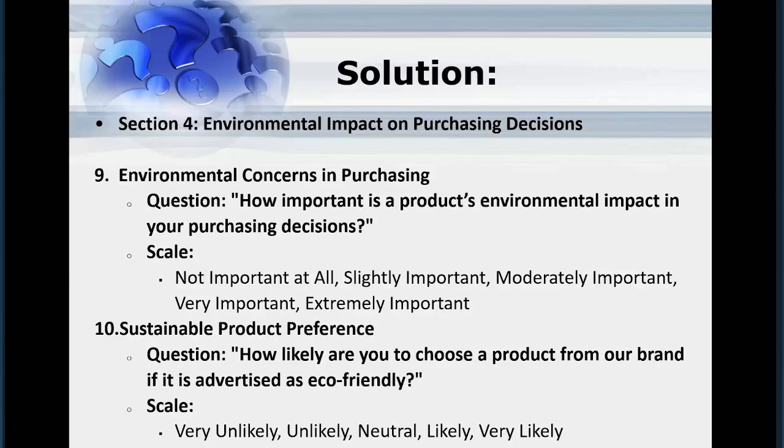So another question is environmental concerns in purchasing. The question is, how important is a product's environmental impact in your purchasing decisions? The scale ranges from not important at all to moderately important to extremely important. Another construct can be related to sustainable product preference. The question could be, how likely are you to choose a product from our brand if it is advertised as eco-friendly? The scale varies from very unlikely to neutral to very likely.